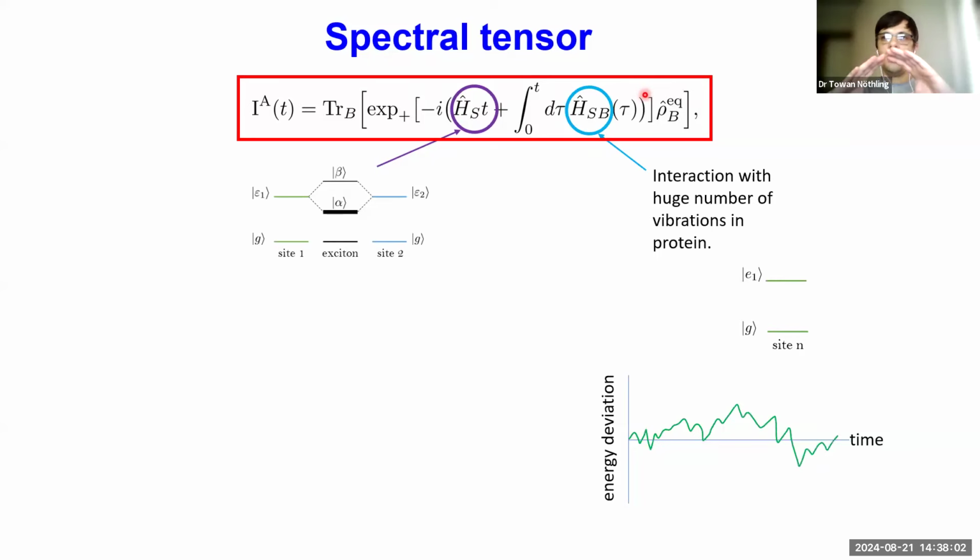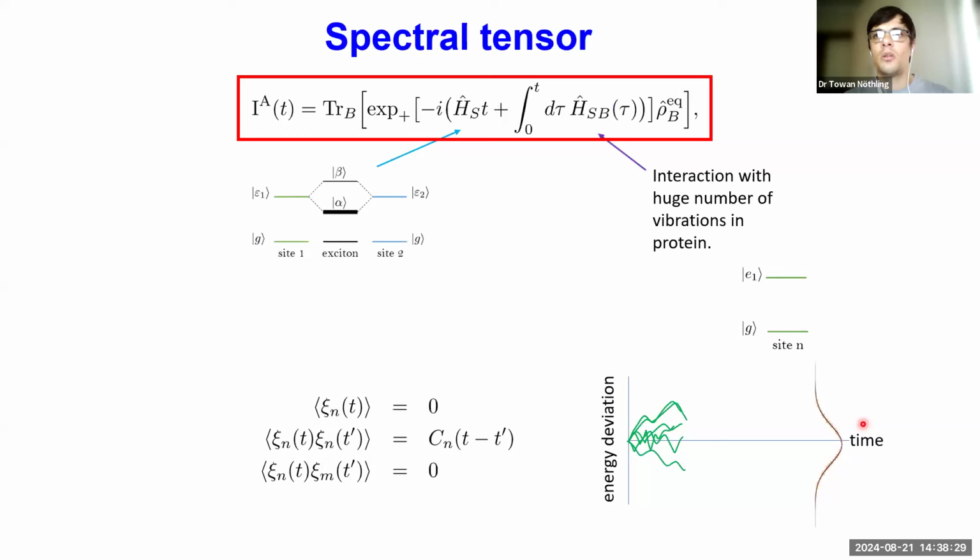So let's go back to the Fenna-Matthews-Olson complex. The protein structure fluctuates, and these fluctuations cause fluctuations in the transition energies of the pigment molecules, as you can see here. So we can plot these deviations as a function of time, and we see that it is a random walk. But when we do many trials, we see that these random walks form a Gaussian distribution or a normal distribution. Now, the average of the energy deviation is 0.